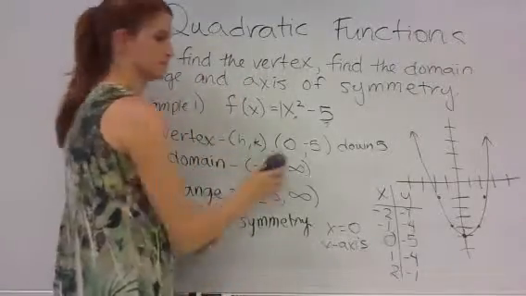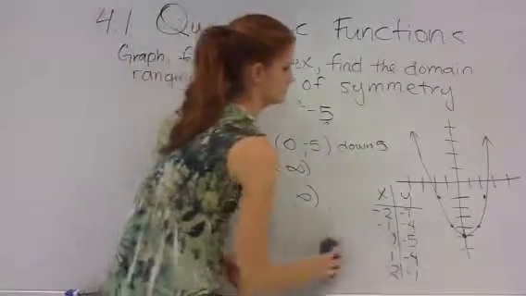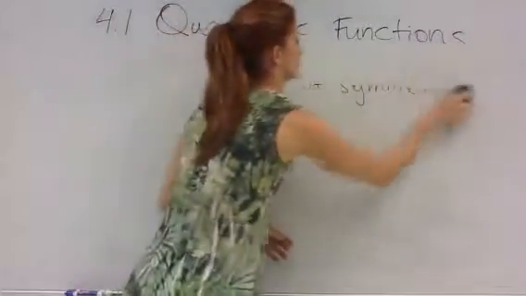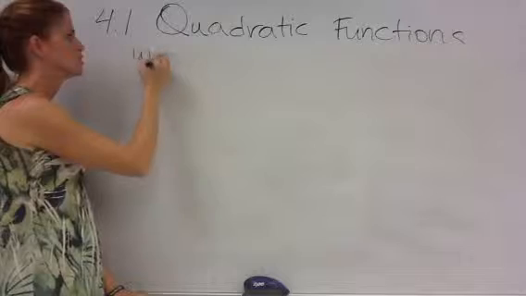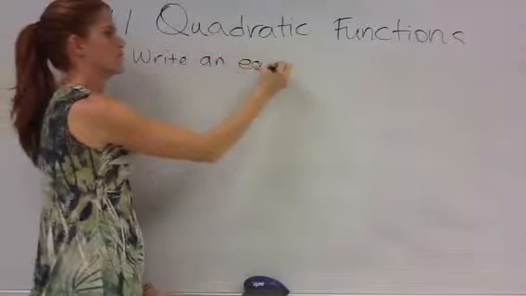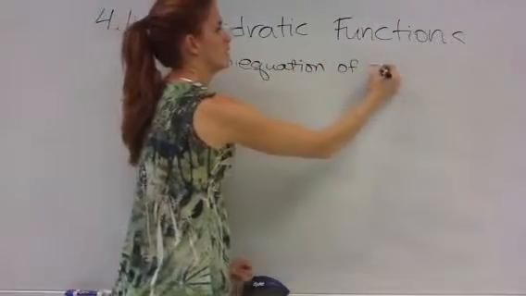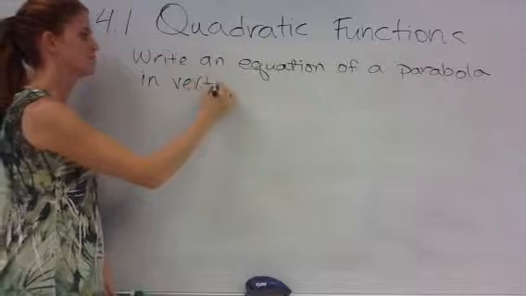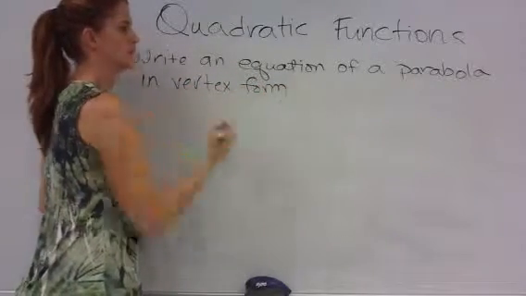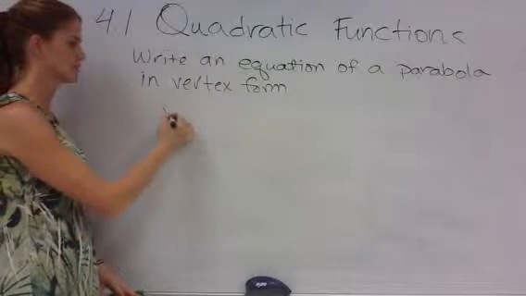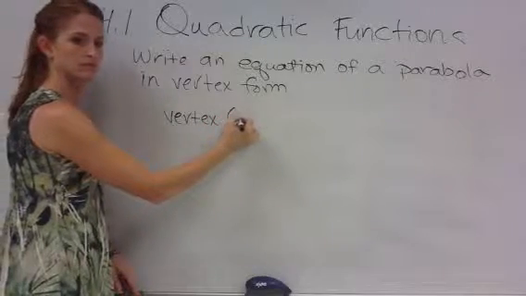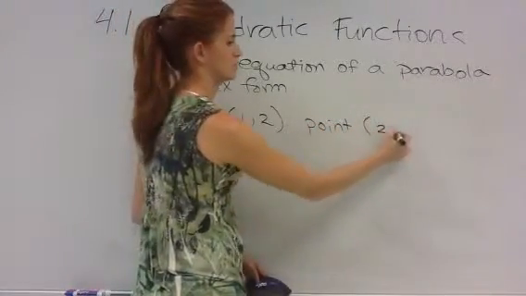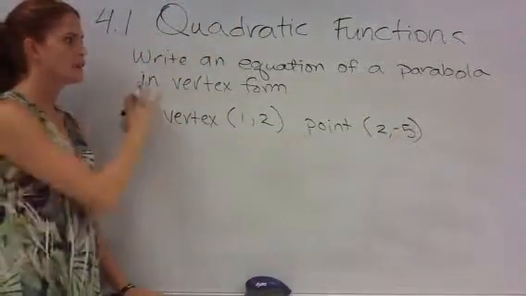Let's go over another type of problem. They might ask you to write an equation of a parabola in vertex form, and what they're going to give you is first the vertex, and then they're going to give you a point on the graph, just one point. They want you to write an equation in vertex form.